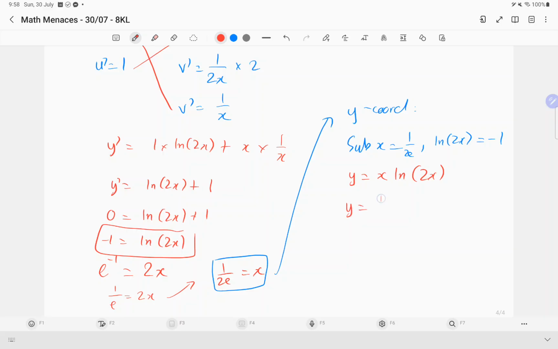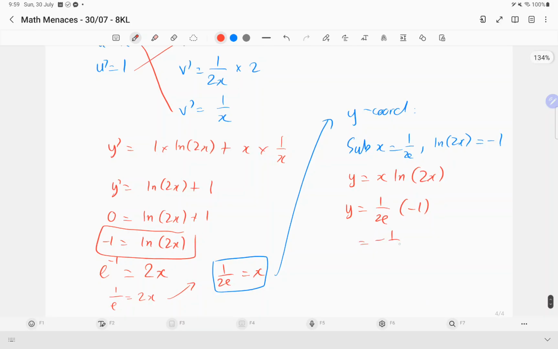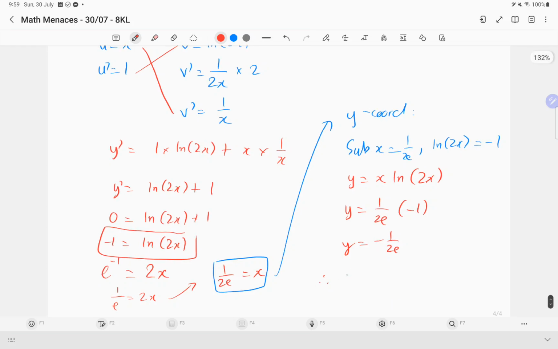Then you have y equals 1 over 2e times negative 1. You don't need to deal with some weird calculations here. I will show you that anyway, just so that if you ever forgot about this substitution, you can still work it out. So the final answer would be 1 over 2e and negative 1 over 2e for the coordinate.